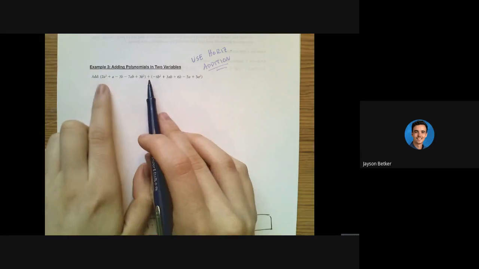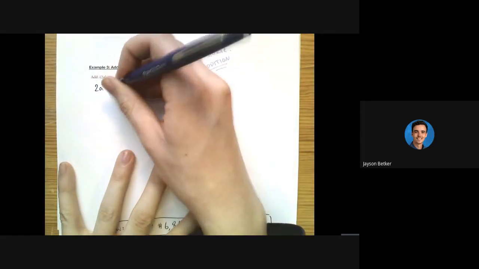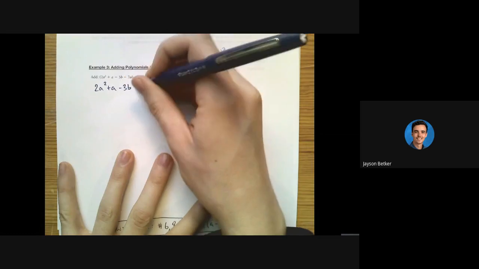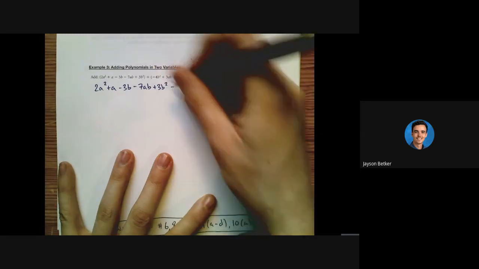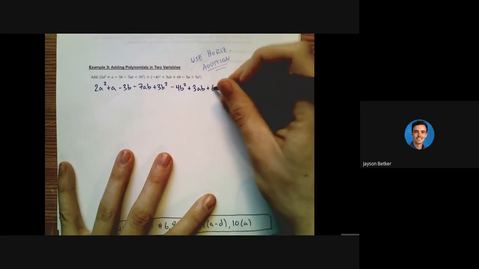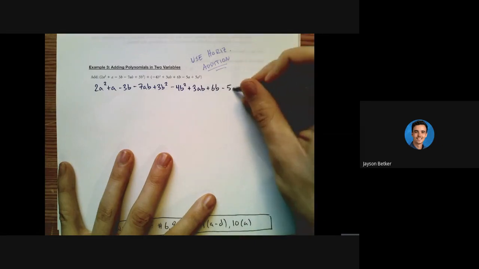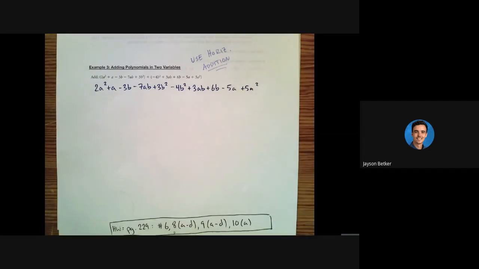So our first step is to remove the brackets. Now, again, no negatives out front, so there's going to be no double negatives. Just remember that the negatives are going to stick around if they're already there. So this becomes 2a squared plus a minus 3b minus 7ab plus 3b squared, and then minus 4b squared plus 3ab plus 6b minus 5a plus 5a squared. So holy smokes, that is a long one that we need to put all together.